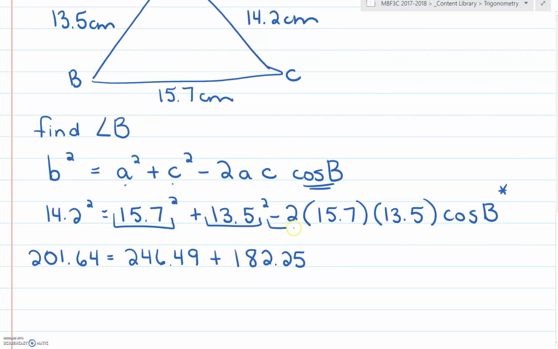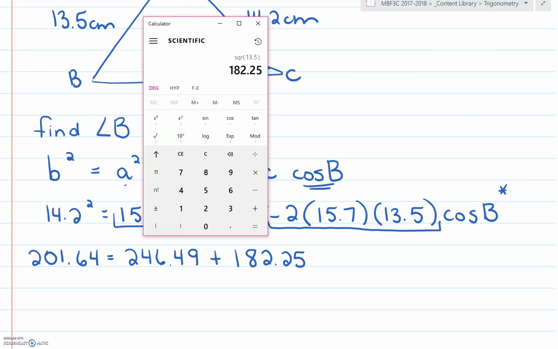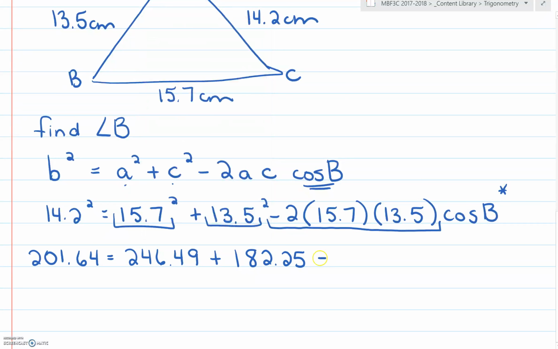And at this point, you can do this multiplication. So it's a 3-part multiplication, so 3 numbers being multiplied. It's negative 2 times 15.7 times 13.5. So it's negative 423.9. Don't forget to keep the multiplication by cos B very close by. There's still some math to be done here.